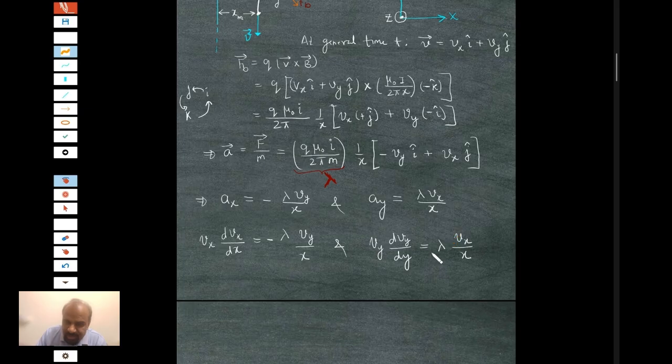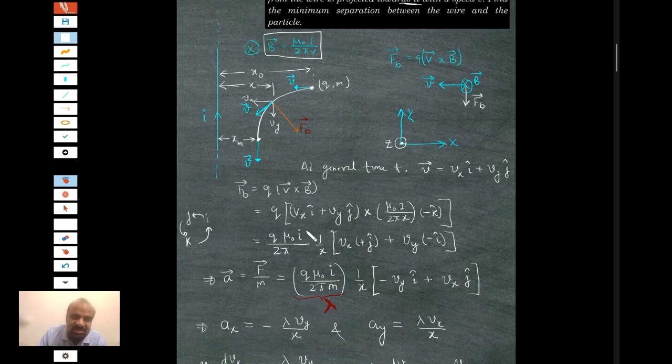So I have to somehow get rid of this vy and replace it with vx. How to do that? Well, one more thing is there. See, the speed is going to remain constant all the time. The speed is neither going to increase nor decrease. Let me write it here: speed v, which means magnitude of velocity, is going to remain constant because it's moving in a pure magnetic field. So this also we have to make use of somehow.